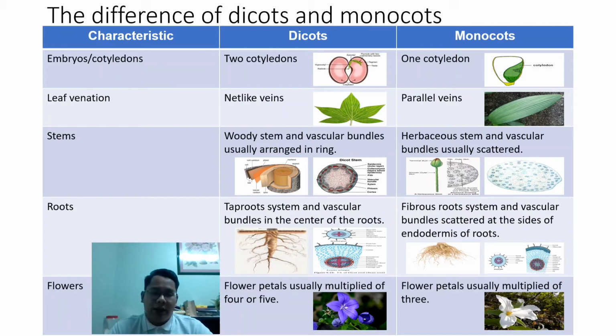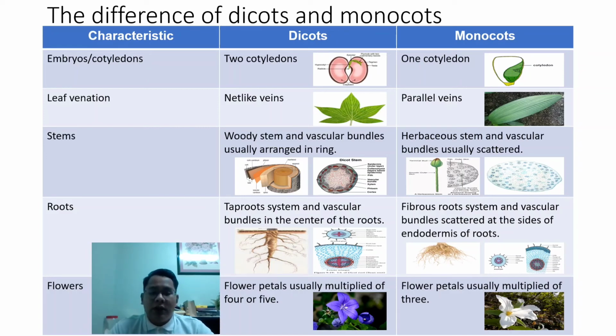The characteristic embryos or cotyledons. The dicot plants have 2 cotyledons, while the monocot plants have 1 cotyledon. Leaf venation. The dicot plants have net-like veined leaves, while the monocot plants have parallel veined leaves. The stems. The dicot plants have a woody stem and the vascular bundles are usually arranged in rings, while the monocot plants have a herbaceous or soft stem and vascular bundles usually scattered in the stem.